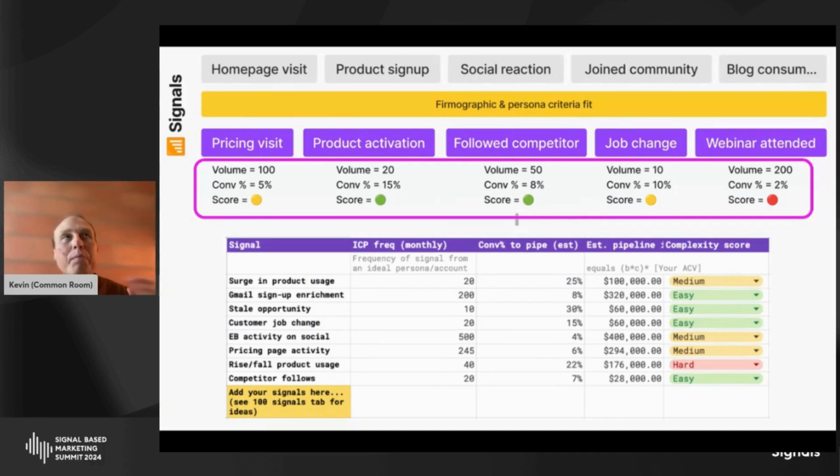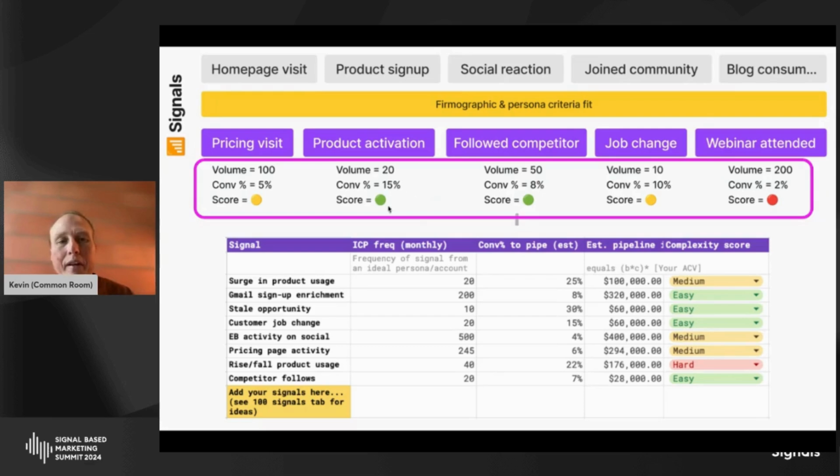Because a signal becomes pipeline, it means that when our average close rate is 20% or something, for each one of these signals, we're able to do the back of napkin math that it's worth this amount of revenue or this amount of pipeline. And so when you look at things that way, you can start to score the different signals that your team is acting on, and then say, oh, these are above the line because they're more efficient.